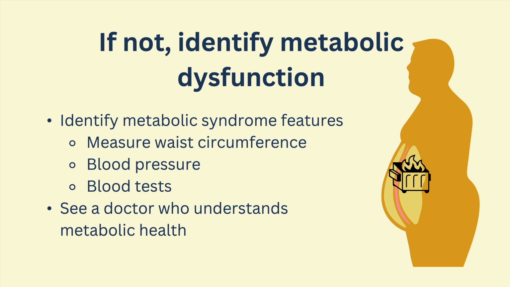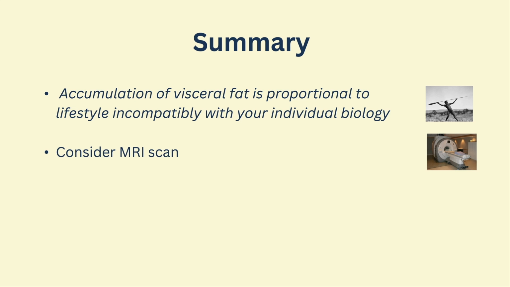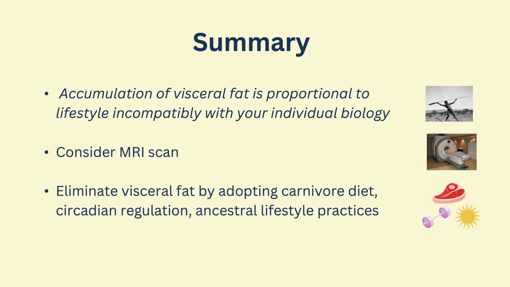And if not, identify metabolic dysfunction. So identify the signs of metabolic dysfunction and metabolic syndrome, including that waist circumference, including that blood pressure, and particularly see a doctor who can understand metabolic health and do specific blood tests that can identify the earliest signs of metabolic disease. So in closing, the accumulation of visceral fat is proportional to your lifestyle incompatibility with your biology. Consider an MRI scan to visualize visceral fat, and eliminate visceral fat by adopting carnivore diet, circadian regulation, and ancestral lifestyle practices.